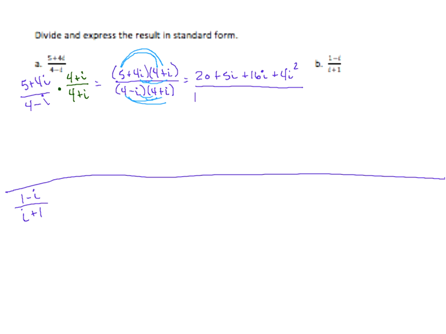Over 4 times 4 is 16. 4 times i is positive 4i. Negative i times 4 is negative 4i. And negative i times i is negative i squared. Now to start simplifying. So the first thing I'll point out is that those drop out. My i squares are really negative 1.